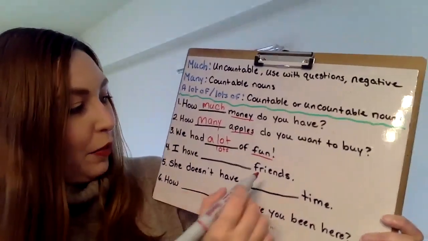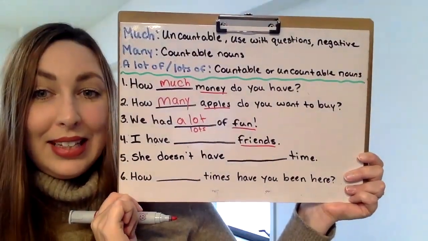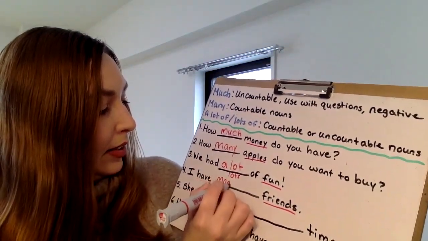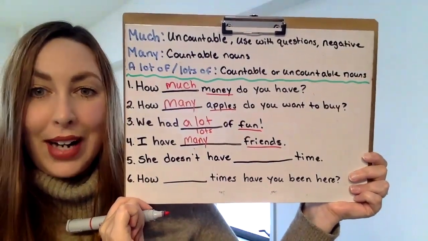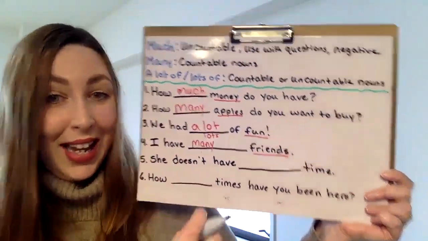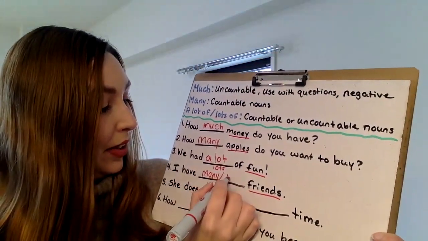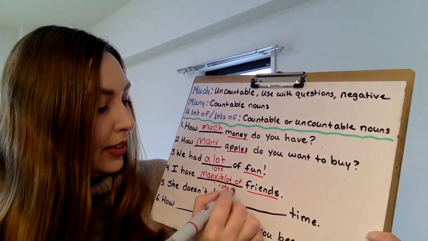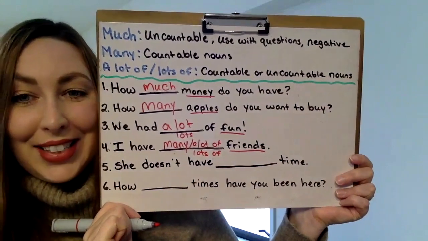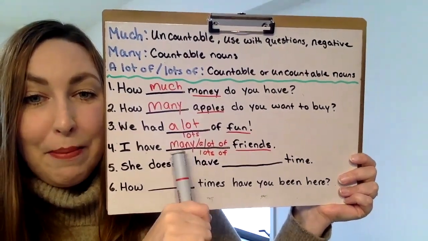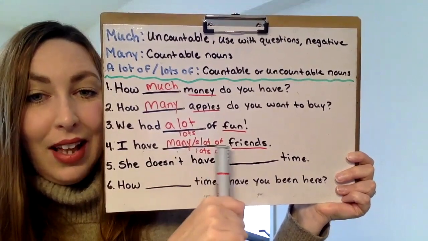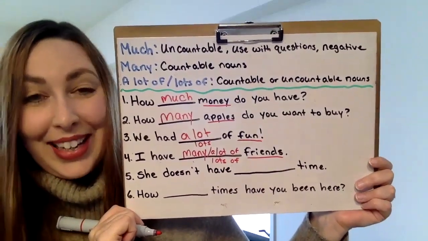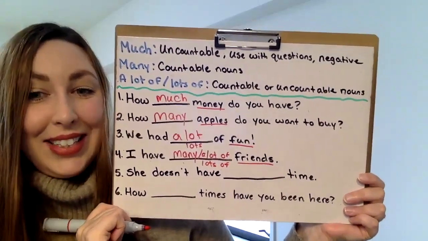Okay, so here, friends is a countable noun. So we could say, I have many friends. Or we could also say, I have a lot of friends, or I have lots of friends. So there are several answers for number 4. I have many friends. I have a lot of friends. I have lots of friends. All right, the only one we can't use here is much. All right, 2 more to go.